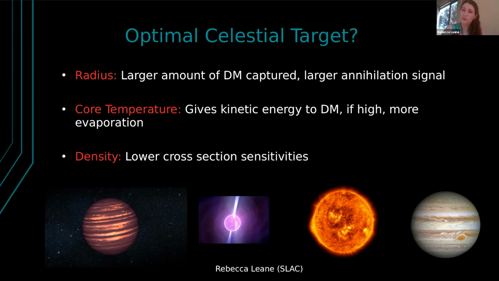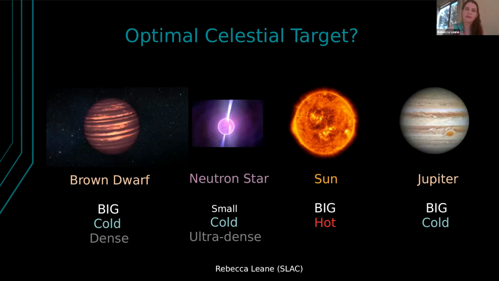The core temperature is also important because the core temperature gives kinetic energy to the dark matter. If it's very high and the particles are light, you can have more evaporation, with dark matter just leaving the system, and then you get no constraints or no signal. We also care about the density of the objects. If they're more dense, generally you'll get lower cross-section sensitivities. So thinking about the different objects we have, brown dwarfs are quite big, cold, and quite dense. So these are a good search target.